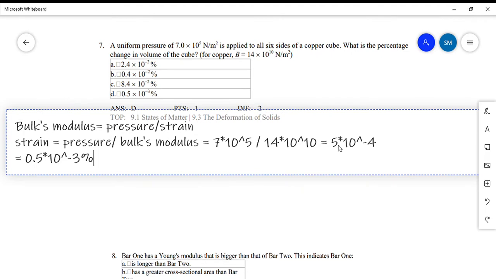The point is to find the choice that is equivalent to your result. The 0.5 times 10 power negative 3 percentage is equal to 5 times 10 power negative 4. Simply.